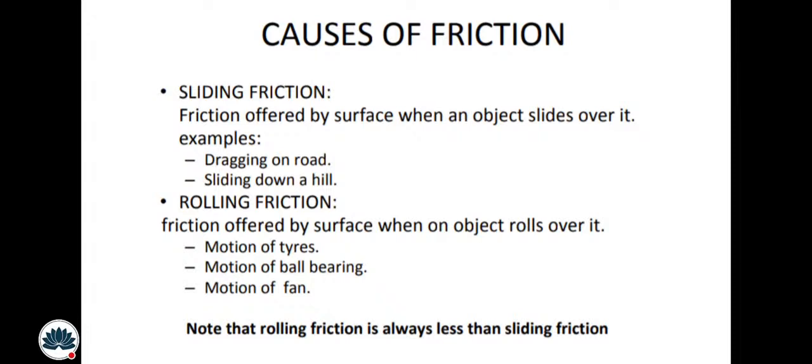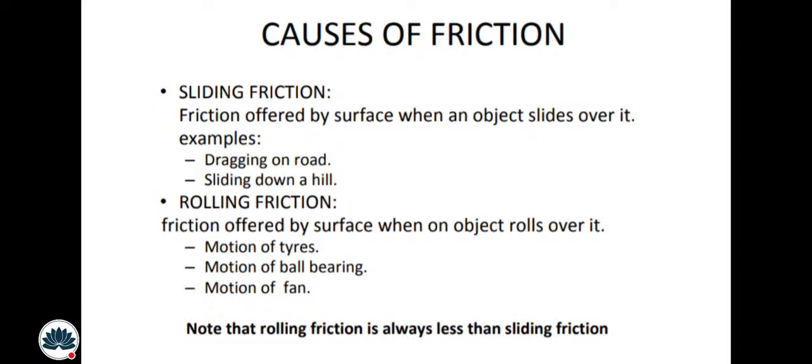Okay, now try to understand this. Sliding friction: friction offered by a surface when an object slides over it. For example, dragging on a road, sliding down a hill. Rolling friction: friction offered by a surface when an object rolls over it. Motion of tires, motion of ball bearings, motion of a fan.